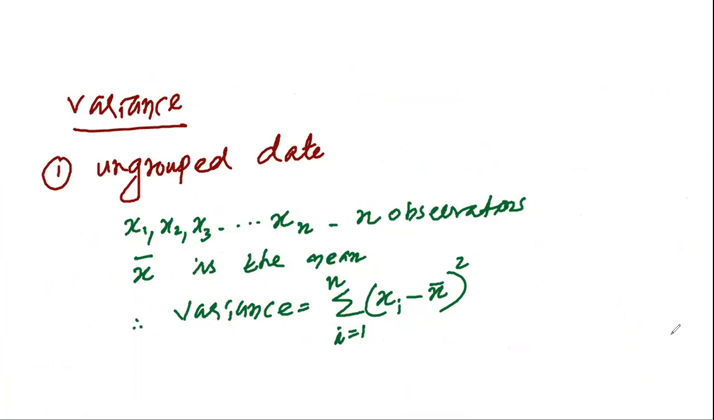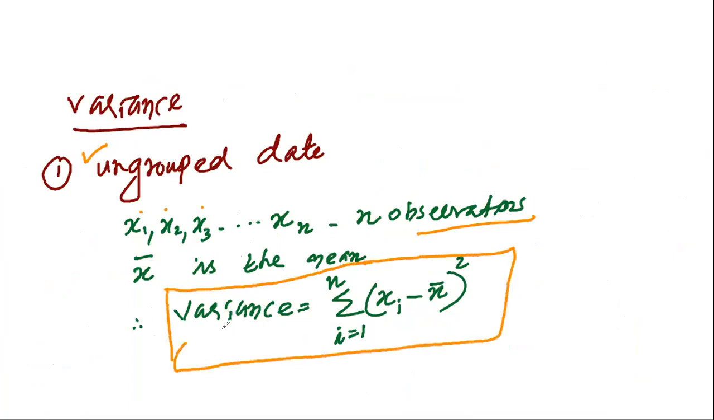Now the next topic is variance, which is very easy. You have to learn two formulas, that's all. Variance of ungrouped data, that's the first topic. x1, x2, x3 up to xn are n observations. x bar is the mean of those n observations. Then the variance of that ungrouped data is given by the formula sigma of (xi minus x bar) all squared, divided by the total number of observations n, and is known as variance. Normally variance is denoted by sigma square. Let me do an example for you.